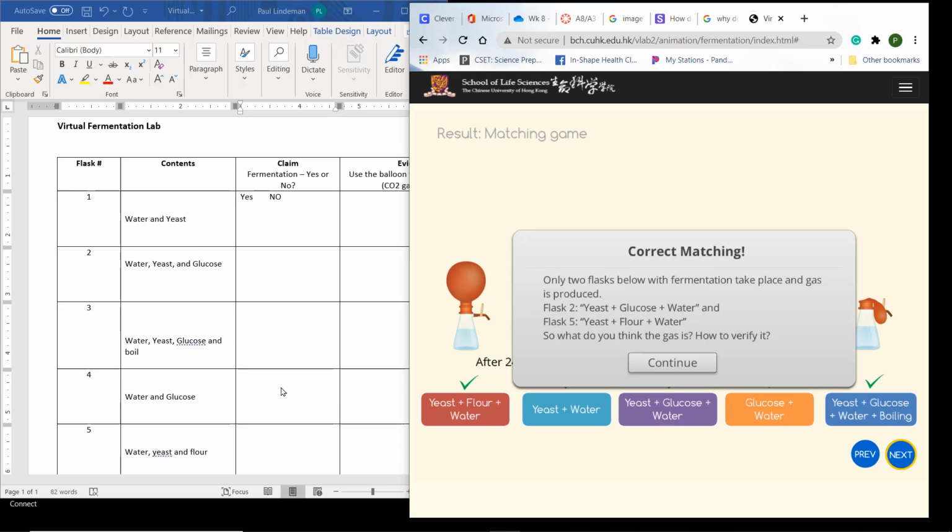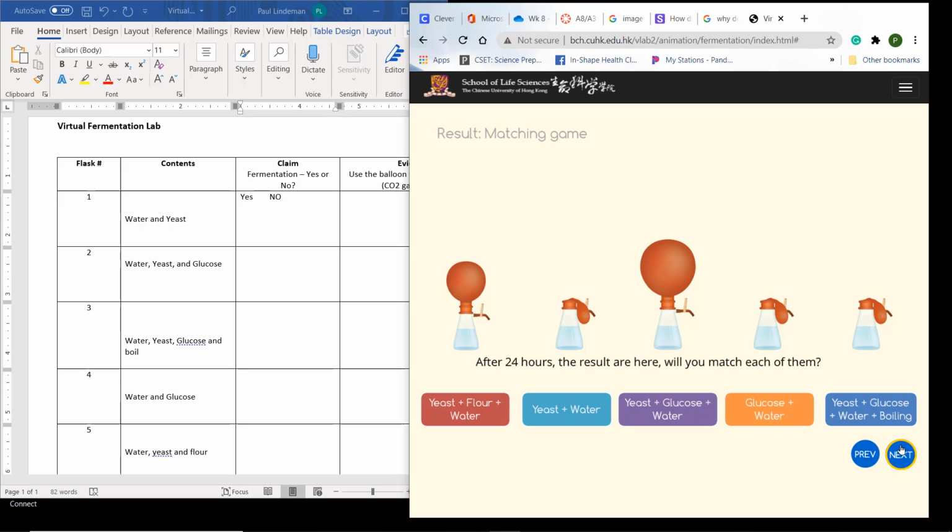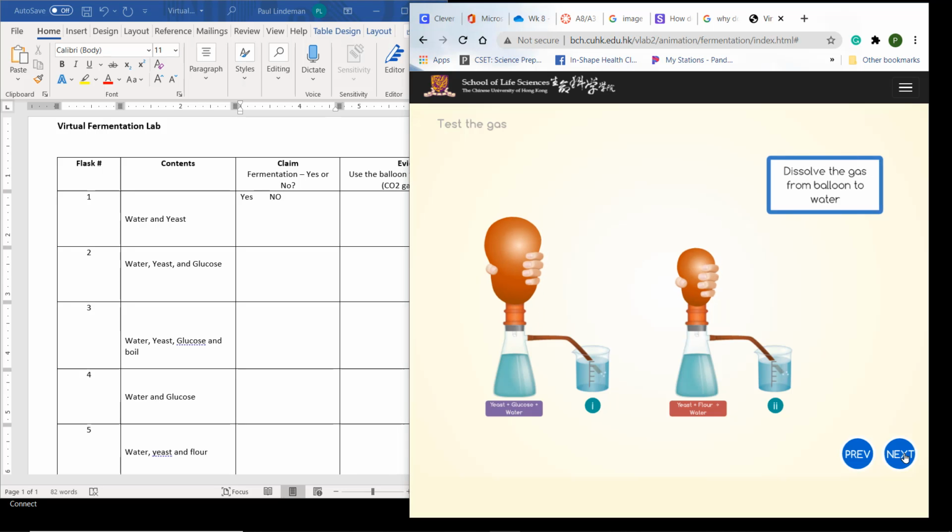So from your results, you should have that in flask 2, yeast, water, and glucose, fermentation happened, and in flask 5, yeast, water, and flour, it happened. So now we're going to find out a little bit more evidence about this. So we're going to continue. We're going to see if we can find out what's going on with the gas.